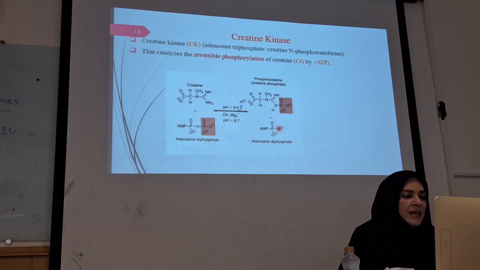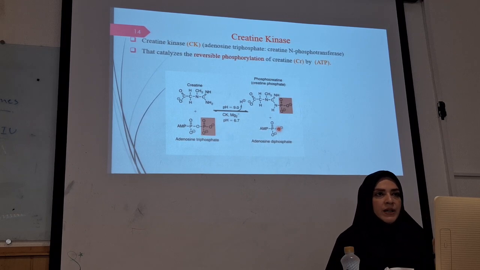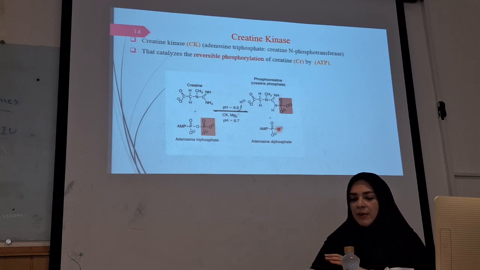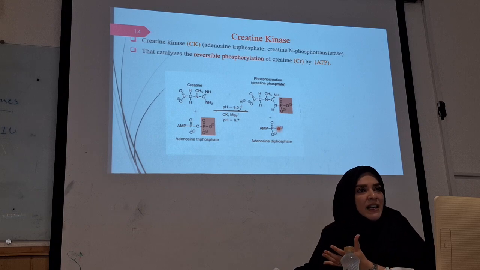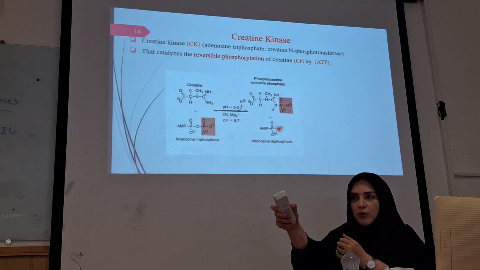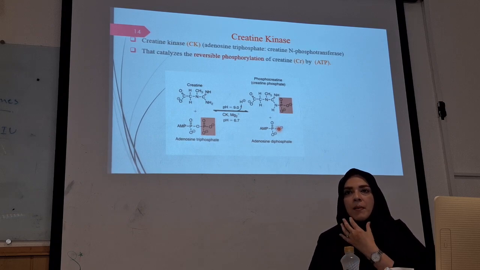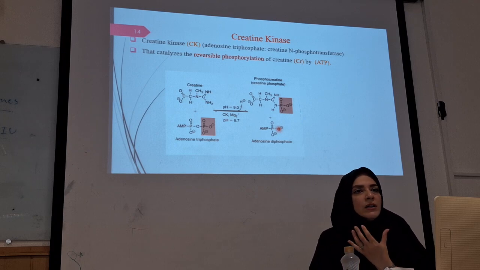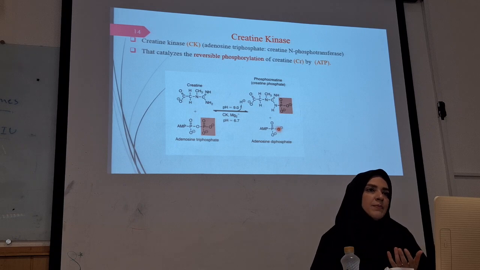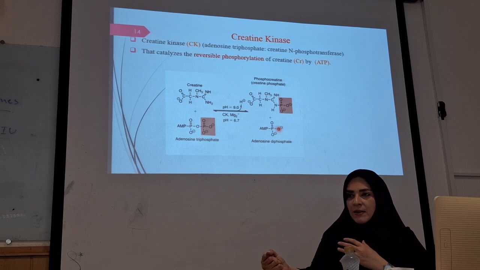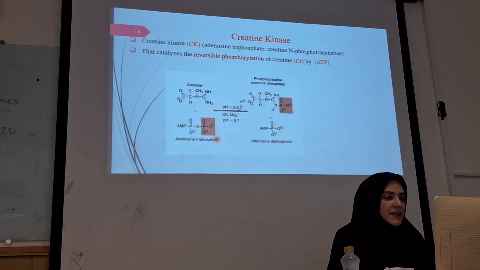ATP converts to ADP. When the muscle contracts, for example, my muscle requires some energy, so my body actually uses energy. And what is the source of energy? ATP. Because as my muscles contract, ATP, as you can see here, converts to ADP.